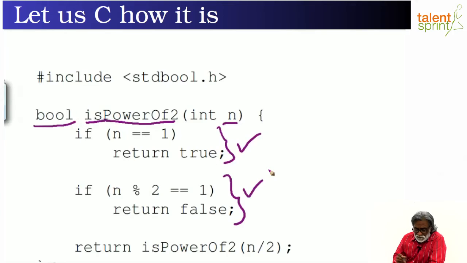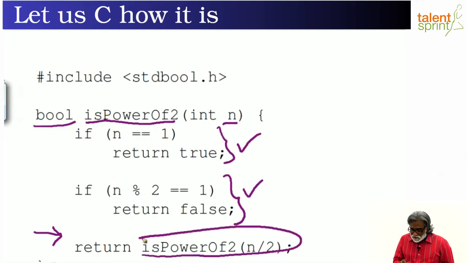Which means if control comes here, what do we know? We know that n is not 1. We also know n is not odd. In other words, we know n is even. But our original definition nicely said a number is a power of 2 if it is even and n by 2 is also a power of 2. So we simply make a call to the same function, is power of 2, with n by 2, which is the critical point of recursion.